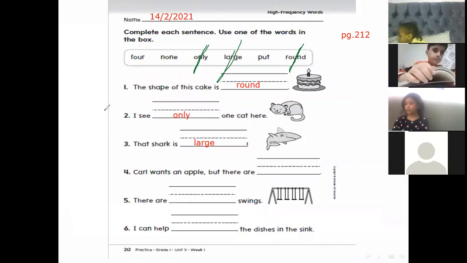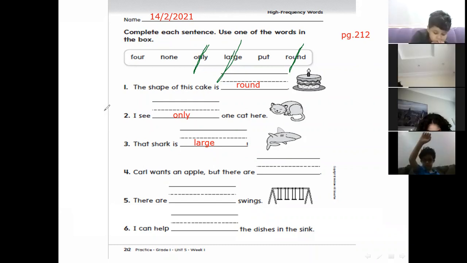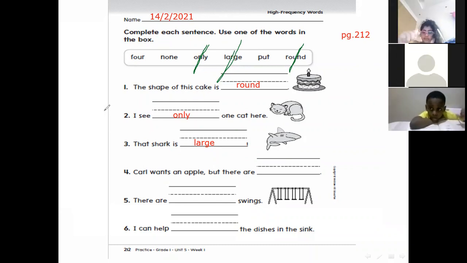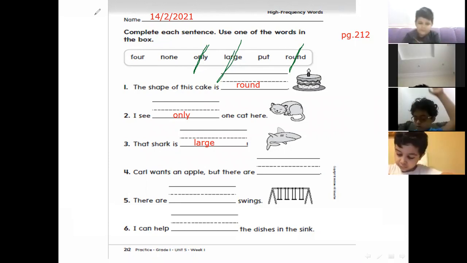Where are you, Miral? You didn't turn on your cam. Miral, unmute your mic. Carl wants an apple, but there are four, none, or put? But. No, there is but. Wait, Miral, and listen to me. Carl wants an apple, but there are four or none? No, Miral, no. Thank you, Miral. I want you to concentrate. Yes, Khalid?